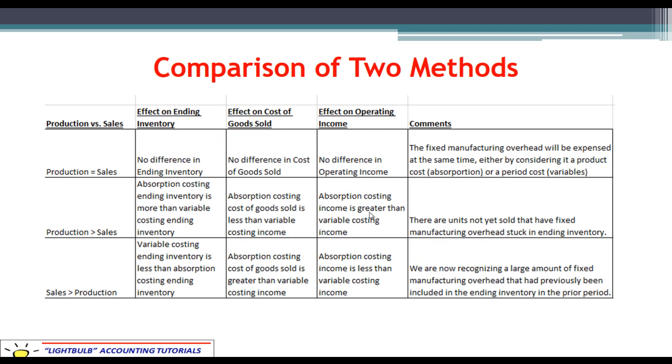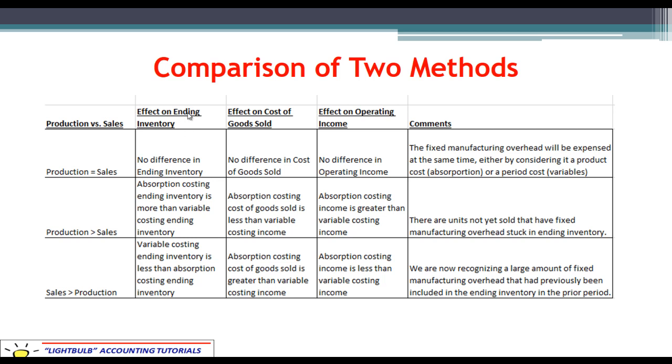Now, this is a good summary of how each of these methods changes when production equals sales, when production is greater than sales, or when sales is greater than production. Now, before we go through each one, let's take a look at the columns and understand the relationship here.